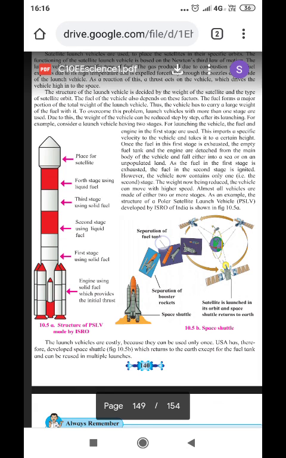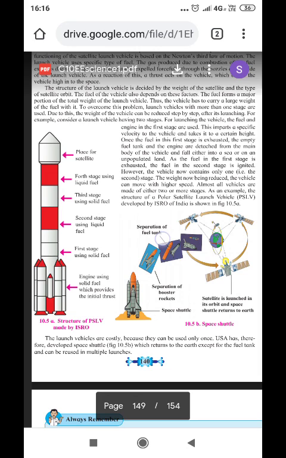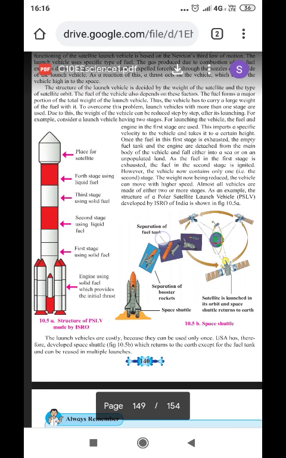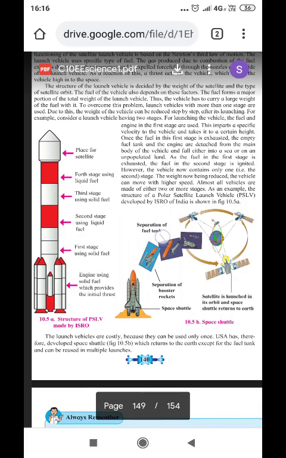Definitely, if it is HEO, the requirement of fuel will be more, and if it is LEO, the requirement of fuel will be very less. Thus, the vehicle has to carry a large weight of the fuel with it. To overcome this problem, launch vehicles with more than one stage are used. Due to this, the weight of the vehicle can be reduced step by step after its launching.